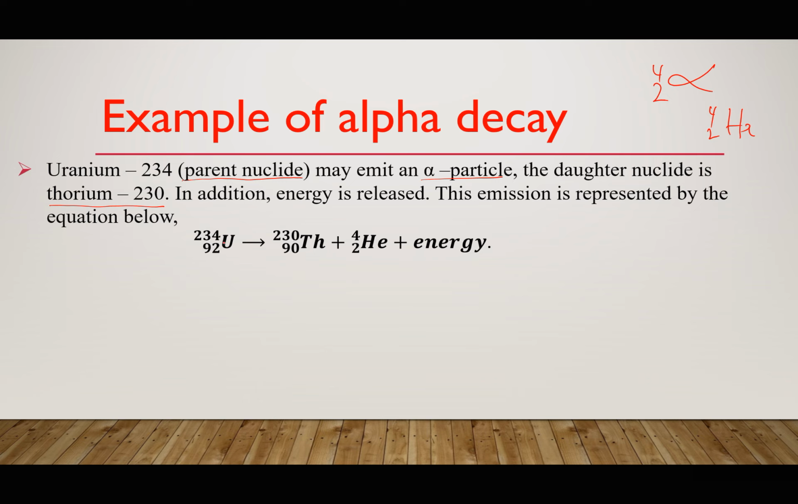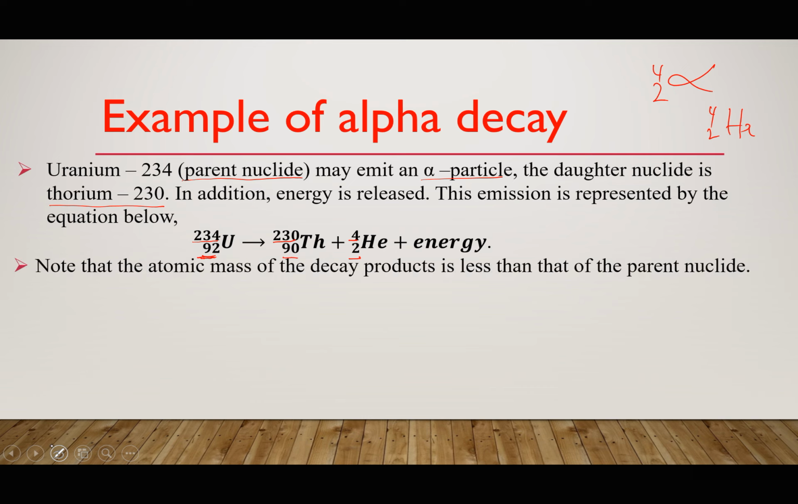One important thing you need to notice is that the proton number on the left-hand side is 92. The proton number on the right-hand side is 90 plus 2, which is 92. The nucleon number is 234. The nucleon number on the right-hand side is 230 plus 4, which is 234. This is accompanied by energy. I want you to note that the atomic mass of the decay products is less than that of the parent nuclide. That's why we expect energy to be emitted, because in nuclear physics, if the total mass of the products on the right-hand side is less than the mass of the parent on the left-hand side, then energy is emitted so that mass-energy is conserved.